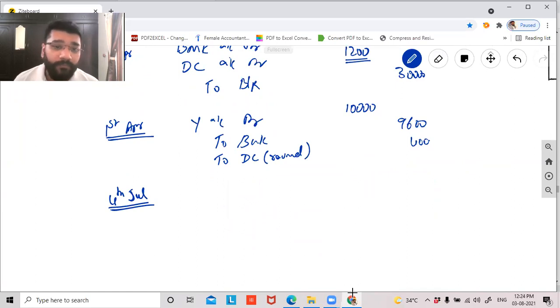Y account debit to bills payable. X is accepting the bill, guys. X is accepting the bill. So bills payable, a liability, is getting generated to the extent of 42,000 rupees. This 42,000 is the full liability of X.